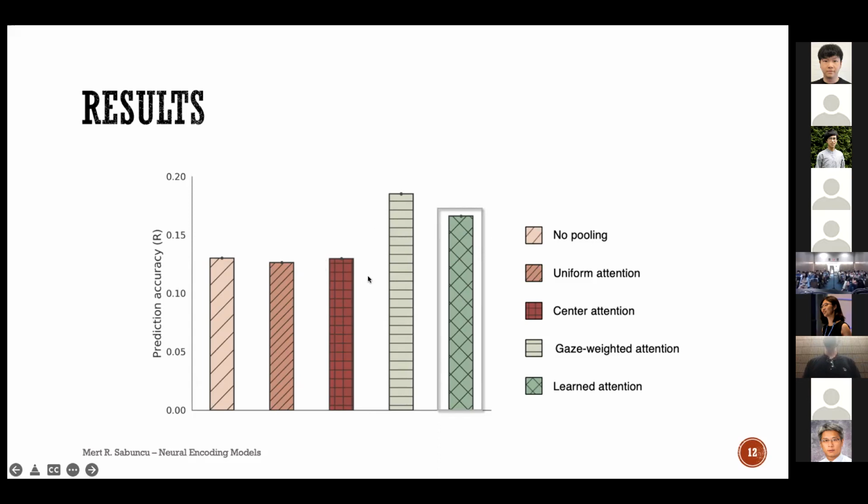We have other baselines here that are not doing as well. One particular baseline that I'm going to tell you about is the center attention, which is basically a fixed attention in the center of the frame, assuming that everybody just fixated on the center of the frame, which is not the case, obviously, because of the way we're perceiving movies or watching movies.